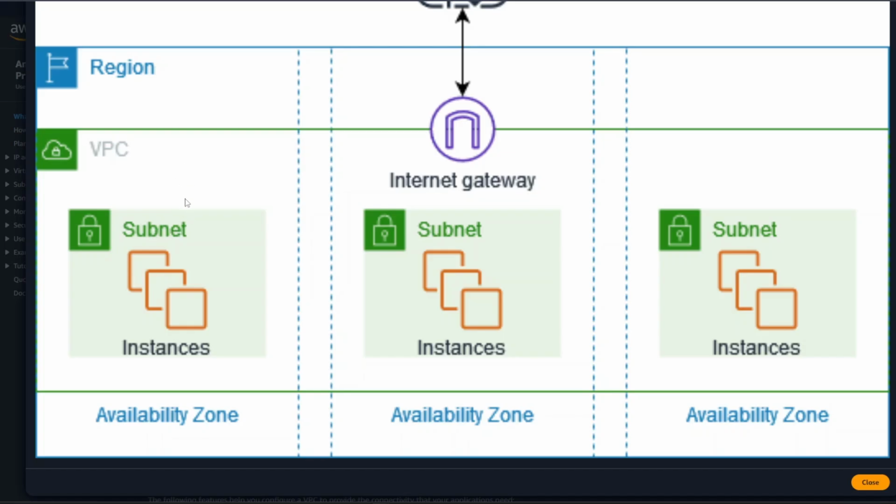In this scenario, I'm going to explain this again. We have a region. One region has multiple availability zones. In this case, we have three availability zones. For example, if we say the region is US East 1, this is US East 1A, this is US East 1B, this is US East 1C.